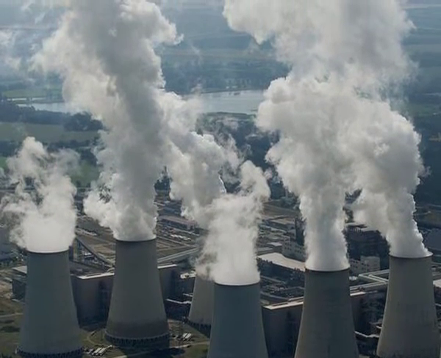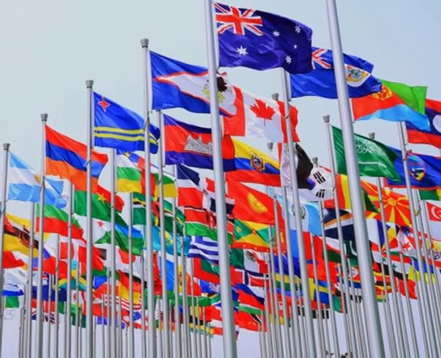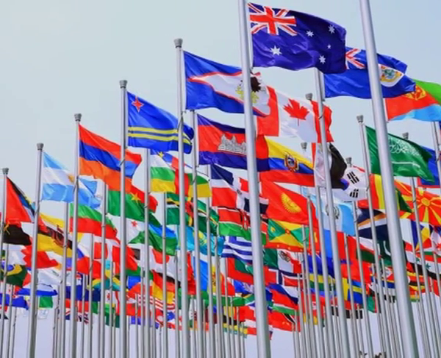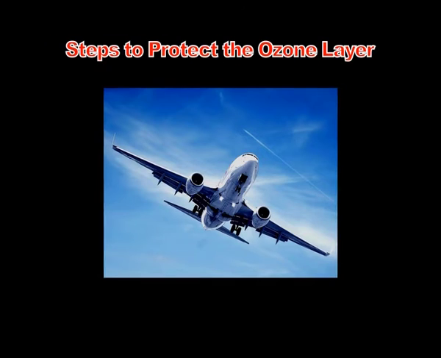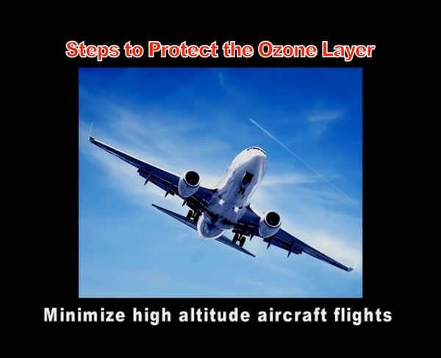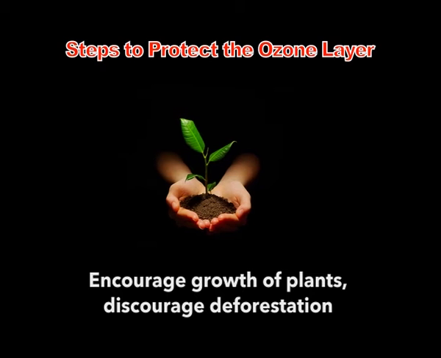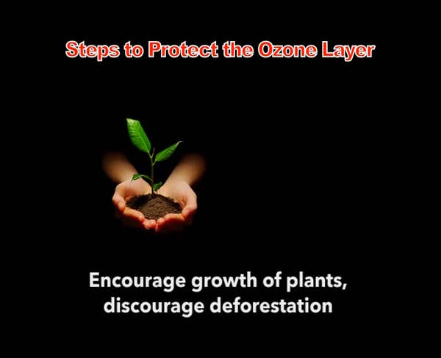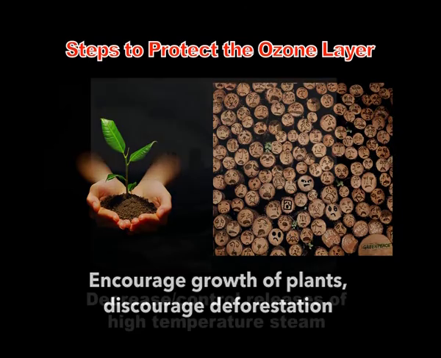Steps to protect the ozone layer. After knowing all the consequences of ozone depletion, now it is time for the developed and the developing countries to take precautionary steps to protect the ozone layer. Minimize high altitude aircraft flights. Minimize rocket flights. Encourage growth of plants that produce oxygen and discourage deforestation.